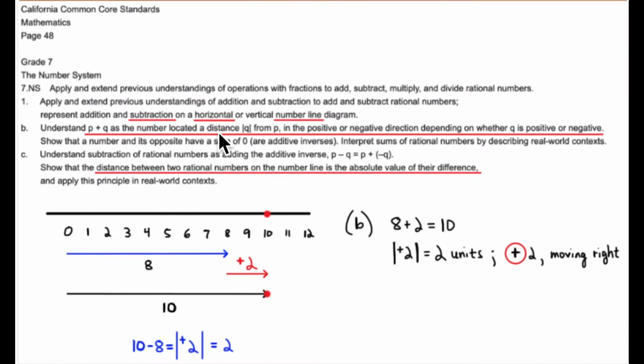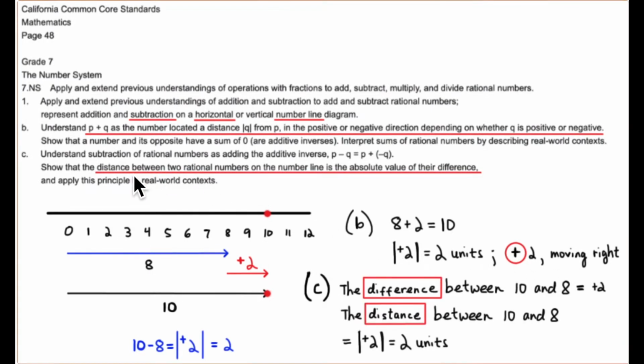And they're located a distance of the absolute value of Q. So the absolute value of this positive 2, they are located 2 units apart. And the direction tells you the sign of that number, whether it's a positive or negative integer. So since you're moving in the positive direction to get from 8 to 10, that answer is a positive 2. So 2 units apart, moving to the right from 8 to 10, so that answer is a positive 2.